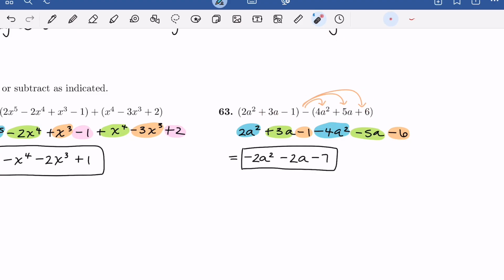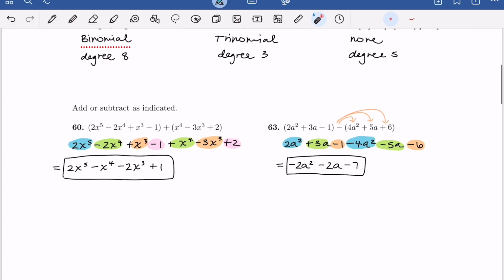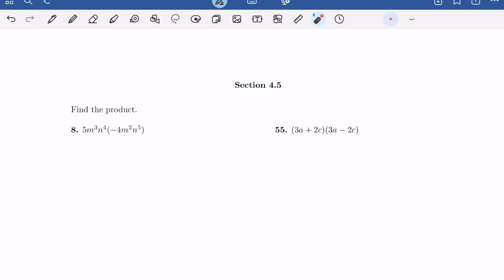Now, subtracting these is very similar to adding these. We just have to do this first step where we distribute that negative to each term in our parentheses. All right, so this brings us to section 4.5, where we're going to be multiplying polynomial expressions.